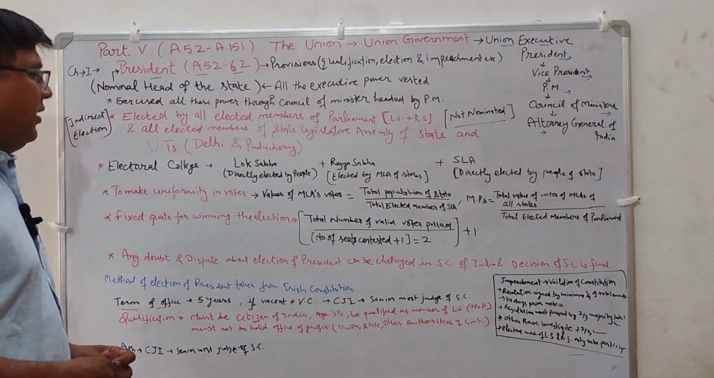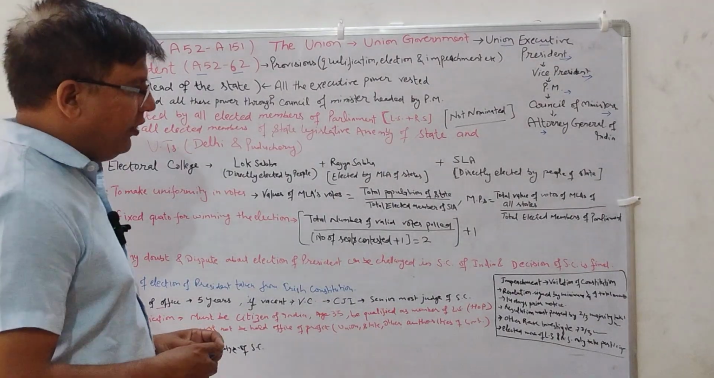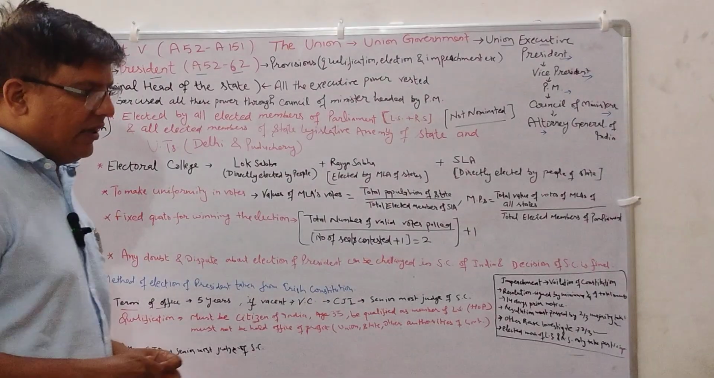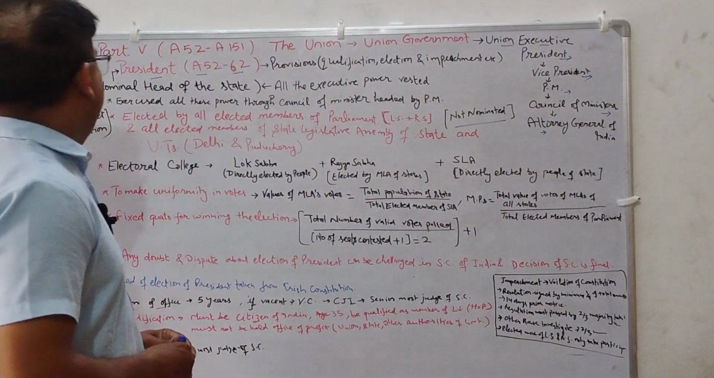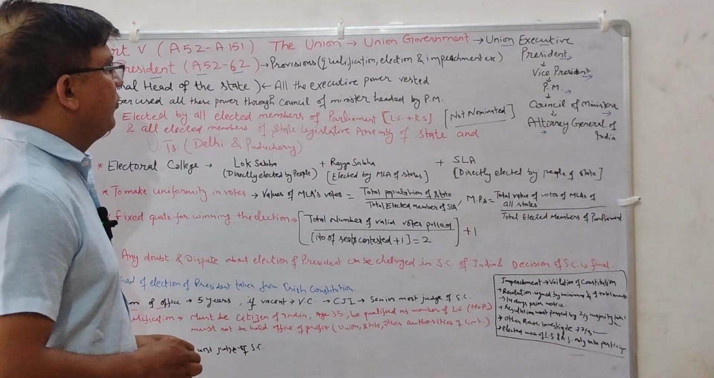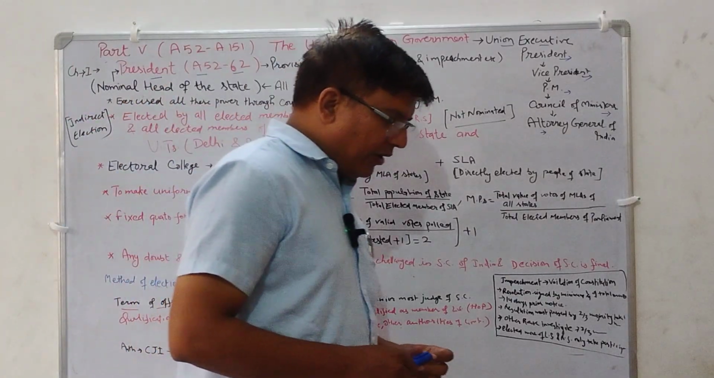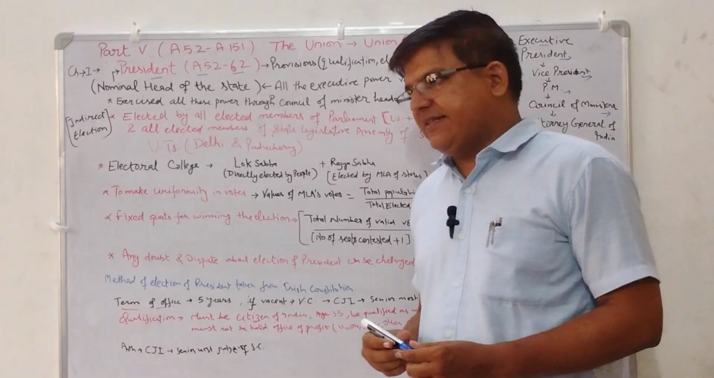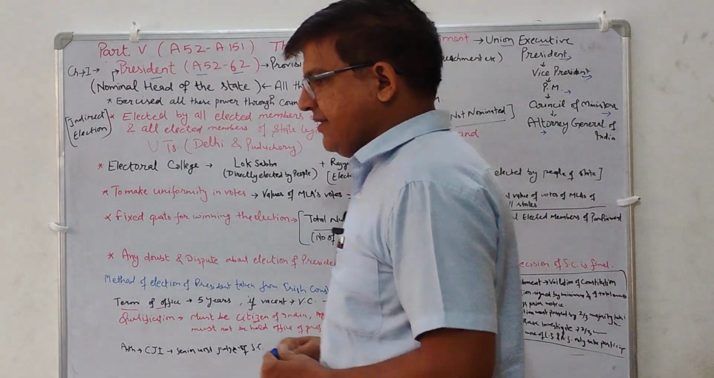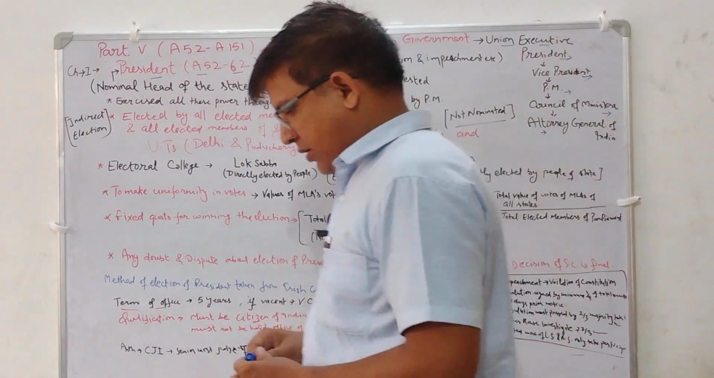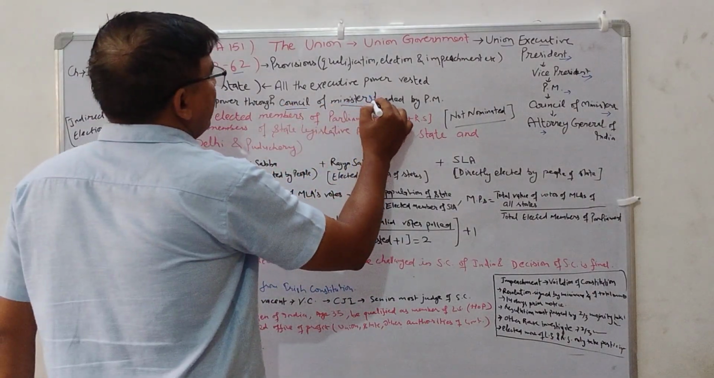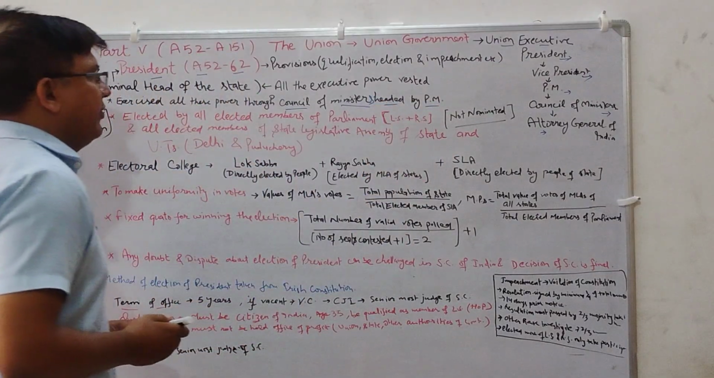Nominal head, why? Because our country adopted a parliamentary system, so the Prime Minister is the real head of our country and the President is the nominal head of our country. All the executive power of our country is vested in the President. He exercises these powers through a council of ministers headed by the Prime Minister.